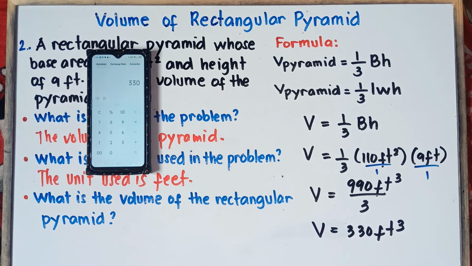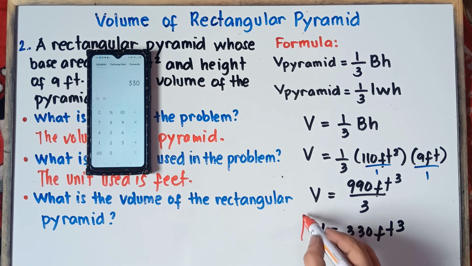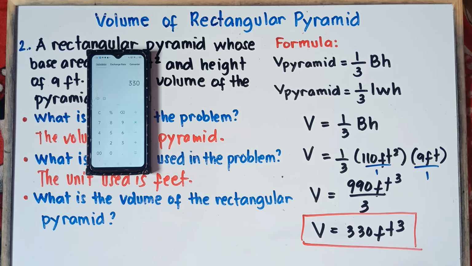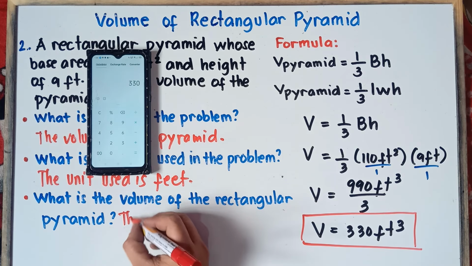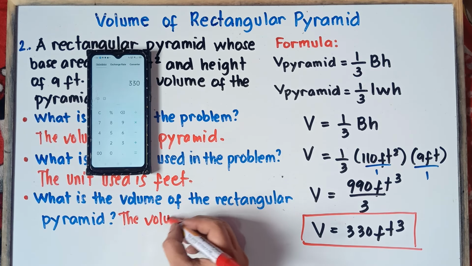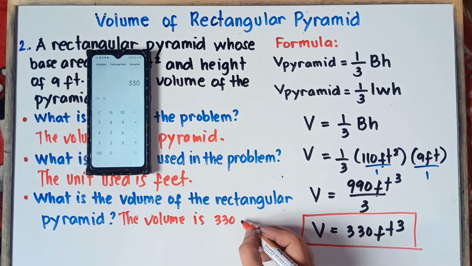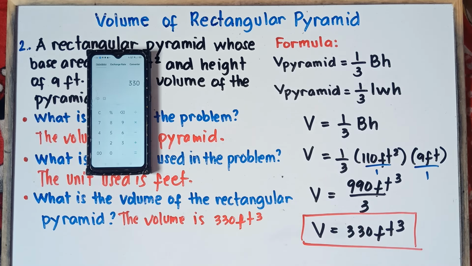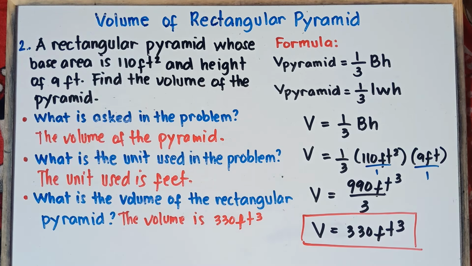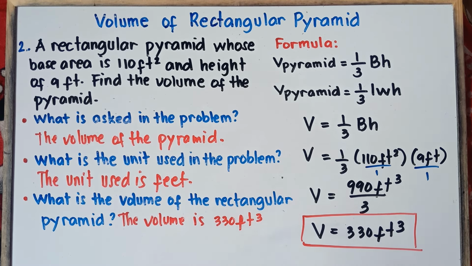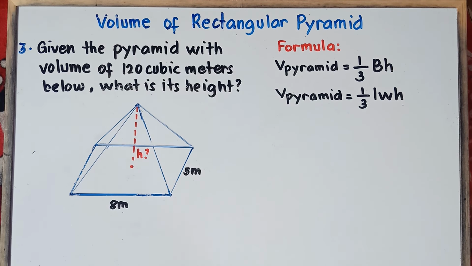That's it, class. All set for example number 2. Easy as that, class. So therefore, the volume is 330 cubic feet. Alright, so let's have another example, class, for you to really understand with regards to the volume of rectangular pyramid. Example number 3. Alright, so let's work on example number 3.